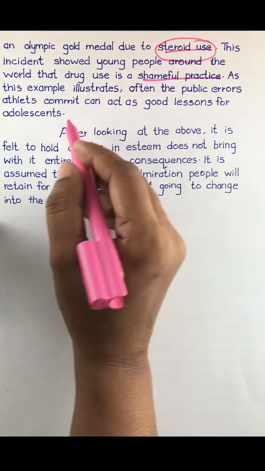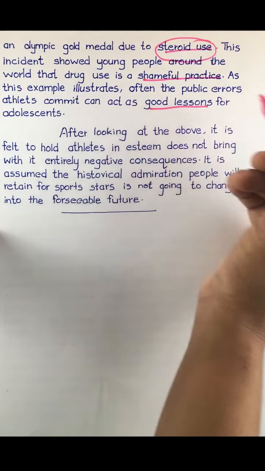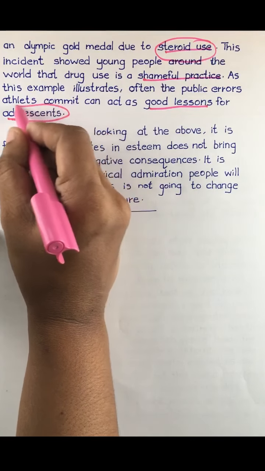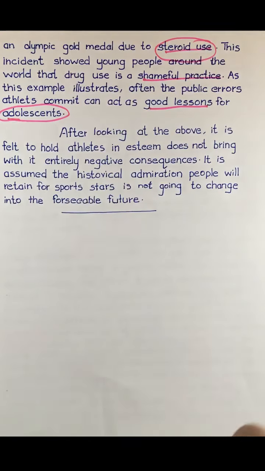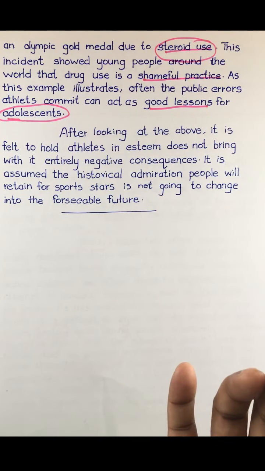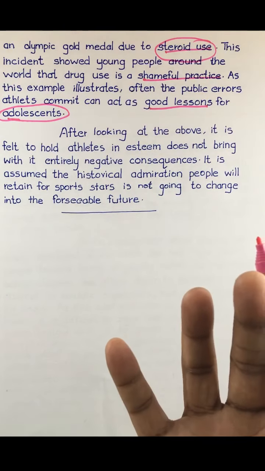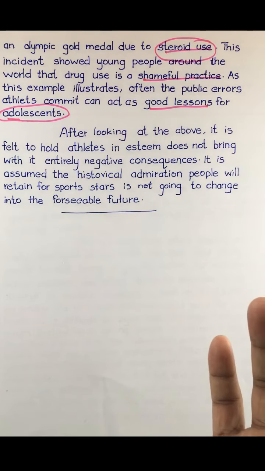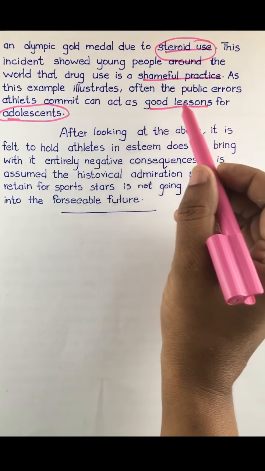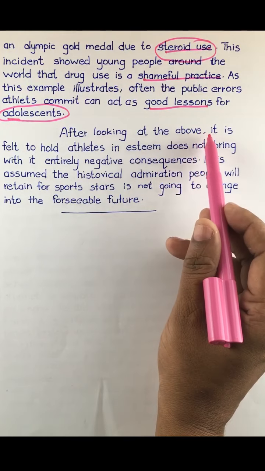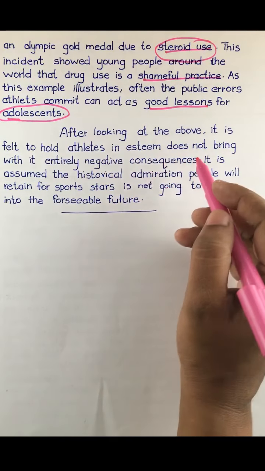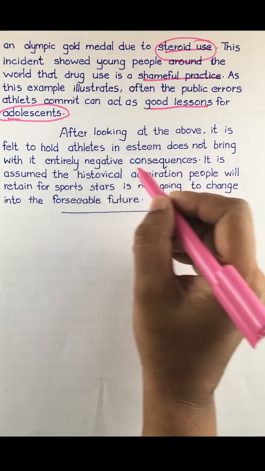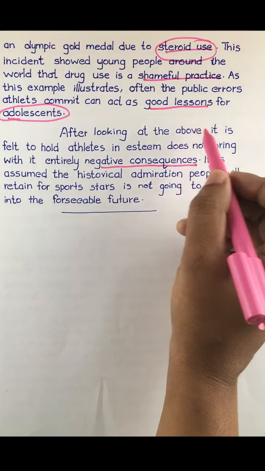So the two main aspects of your essay are really complete. Now we have to look at the conclusion. Whatever we have discussed in the former paragraphs, you have to add just a bit of things from the first two paragraphs and make your conclusion. That's it. After looking at the above, it is well to hold that holding athletes in esteem does not bring entirely negative consequences. So this is my opinion also, I have added over here. It doesn't mean that it only sets positive examples, but it has got some negative influences as well.